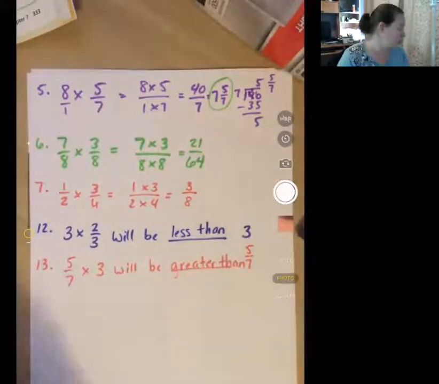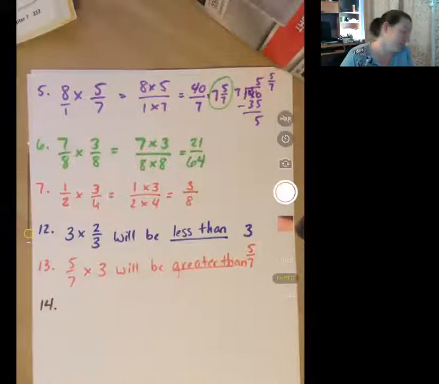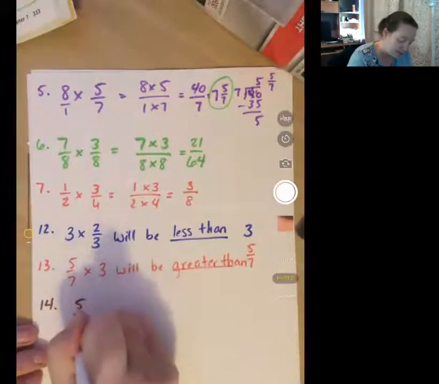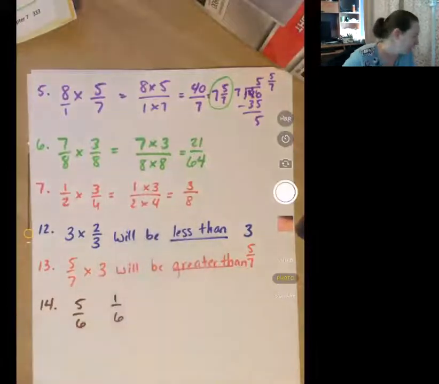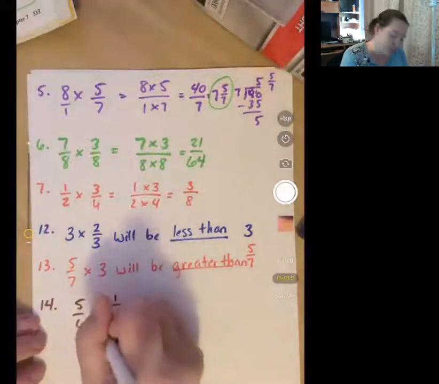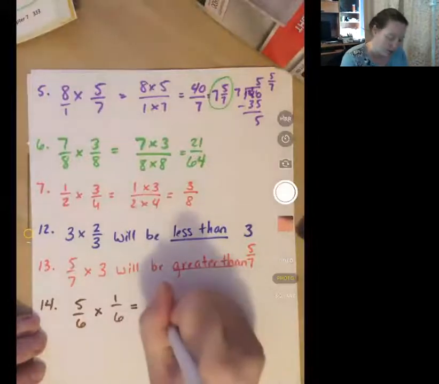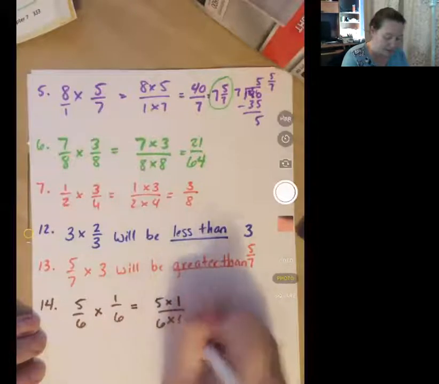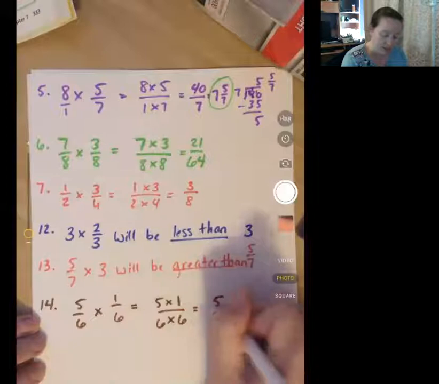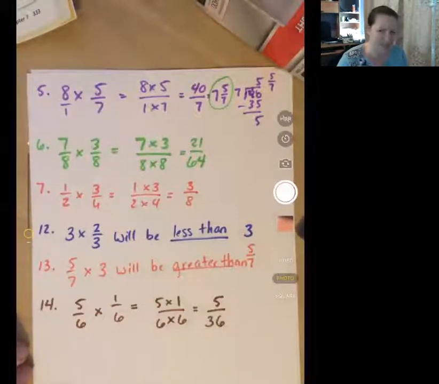Back page. Number 14. There is 5/6 of an apple pie left from dinner. Tomorrow, Victor plans to eat 1/6 of what is left. How much of the whole pie will he eat tomorrow? So he wants to eat 1/6 of the pie that is left. So we are going to be multiplying. And we end up with 5 times 1 over 6 times 6, which gives us 5 over 36. So he's eating 5/36 of the pie.